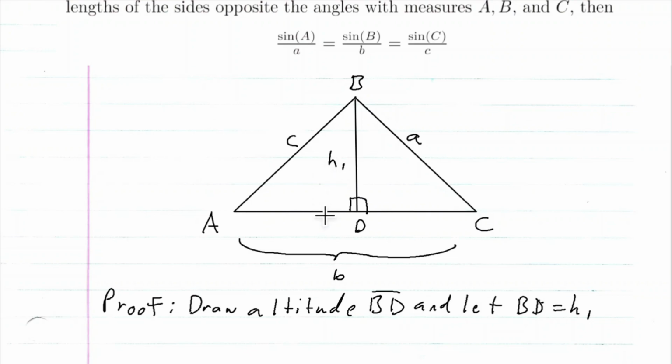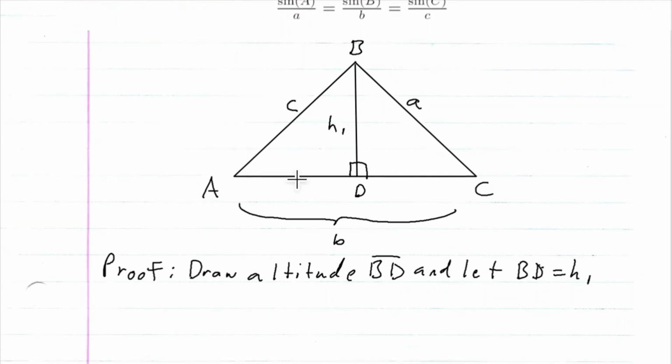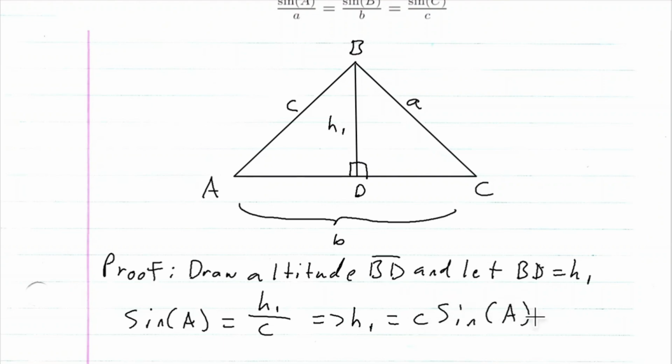So we did that because we have sine trig ratios in there. And of course, with trigonometric ratios, you need right triangles. And in drawing that altitude, we got two right triangles, right? So let's go ahead and look at sine of A. Remember, sine is opposite over hypotenuse. So this is going to be h1 over c. Multiplying both sides of the equation by c, we get h1 is equal to c sine of A, right?